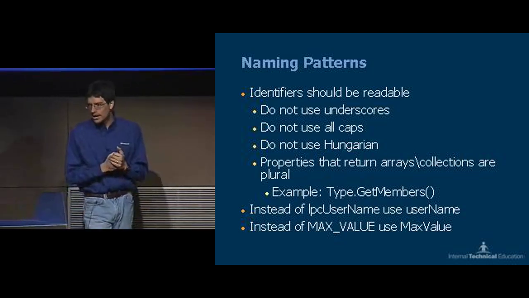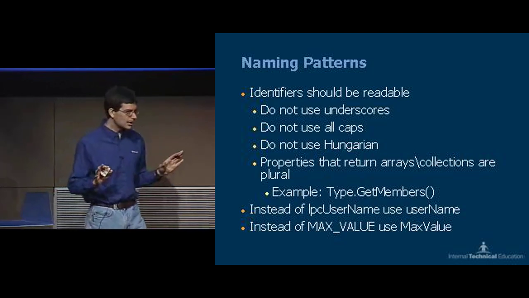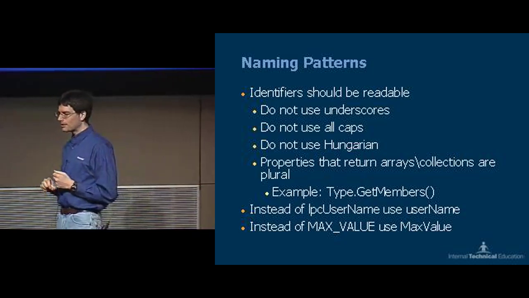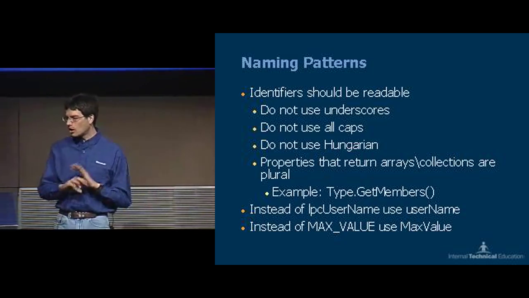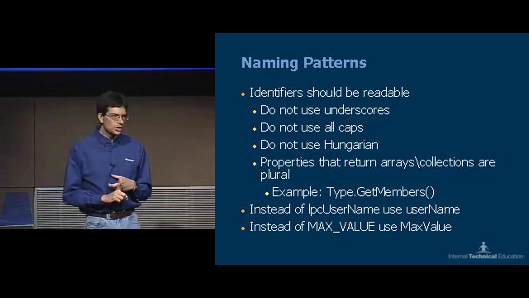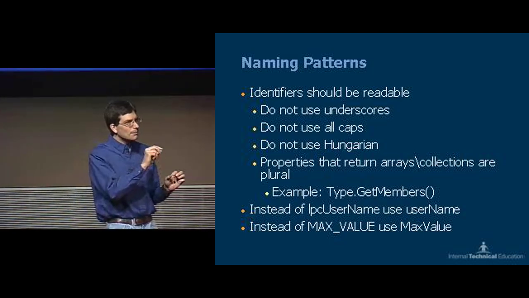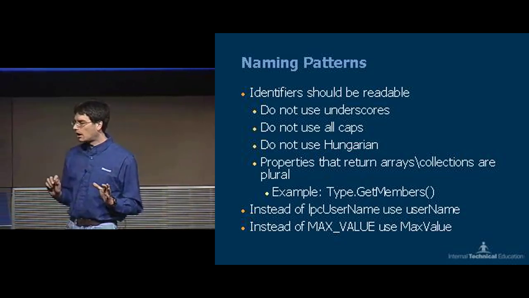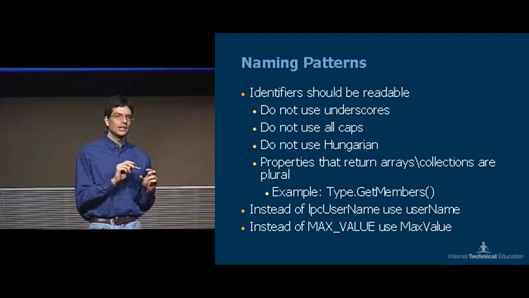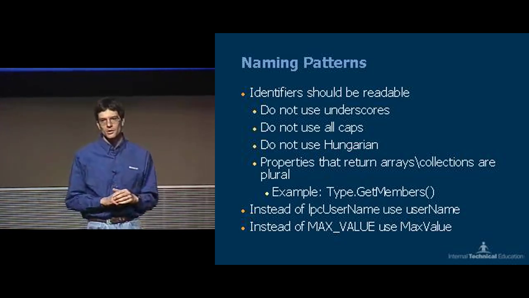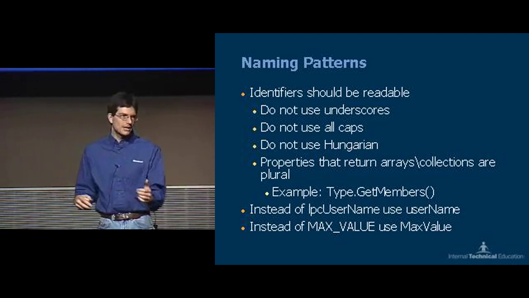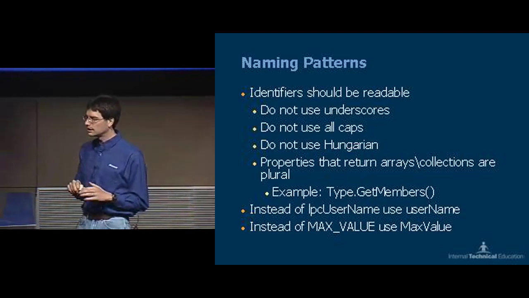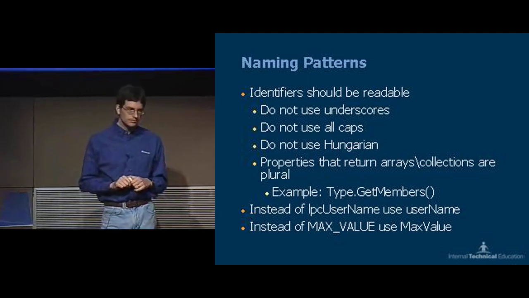Okay, naming patterns. For all identifiers, so any type name, namespace name, method name, property name, we don't use underscores at all. They kind of break the readability flow. And we don't use all caps. Again, all caps is actually harder to read than mixed casing. People think, well, I'm emphasizing it, making it easier to read, but it actually stands out and screams, so it's harder to read. And as I mentioned, we don't use Hungarian.